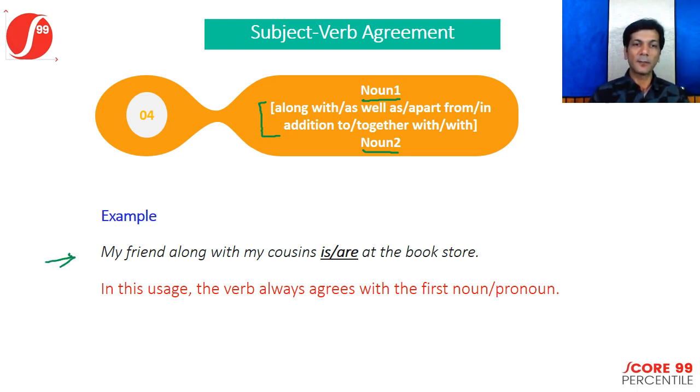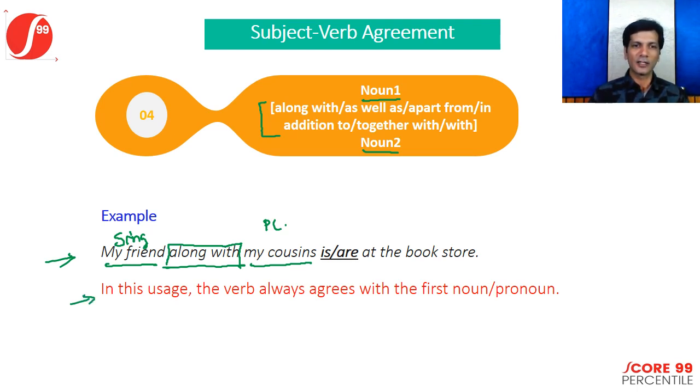This says, my friend along with my cousins. So here you have one, my friend. This is singular. And then here you have my cousins. This is plural. So you have noun 1, noun 2 combined with this along with. So what would be the verb? Is or are at the bookstore. Now check what the rule says.